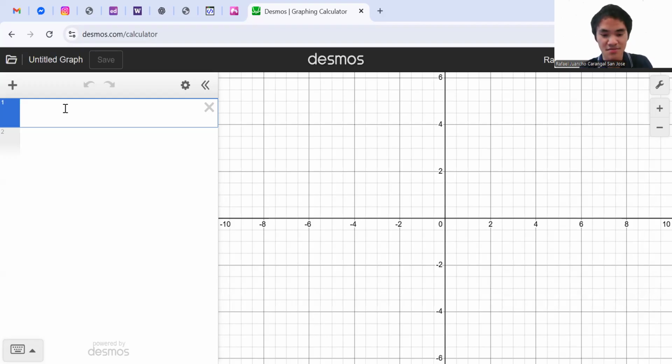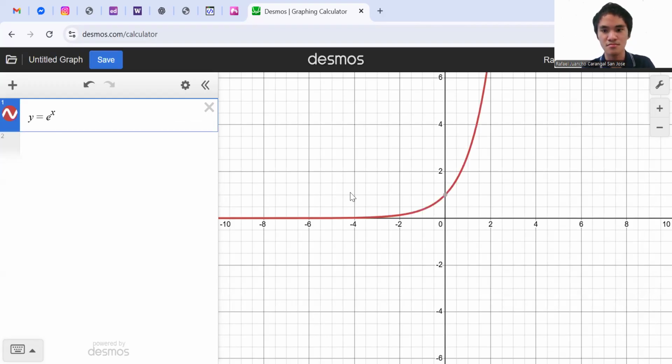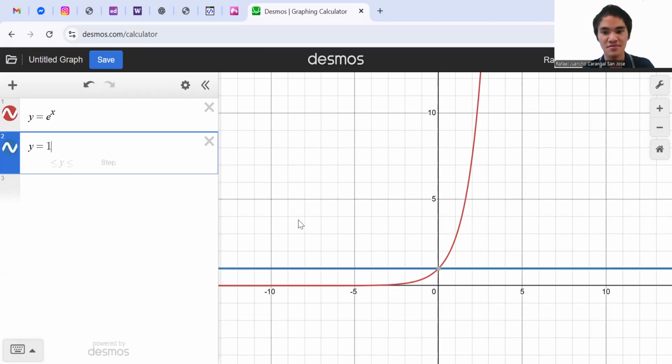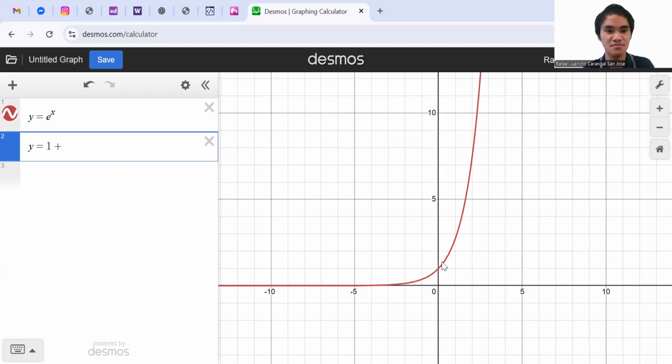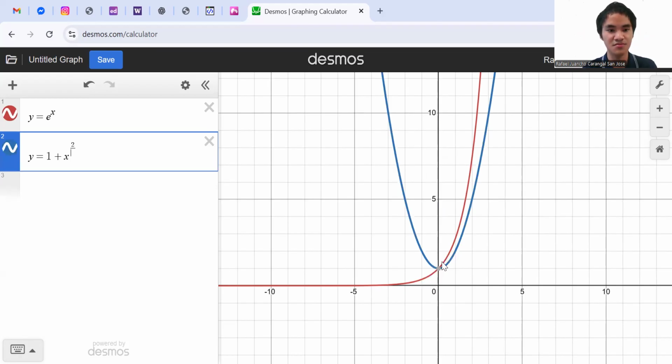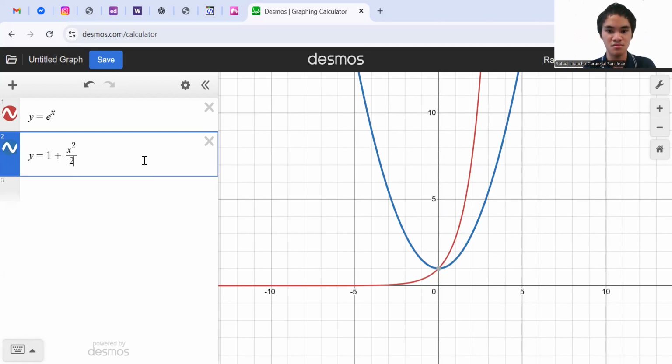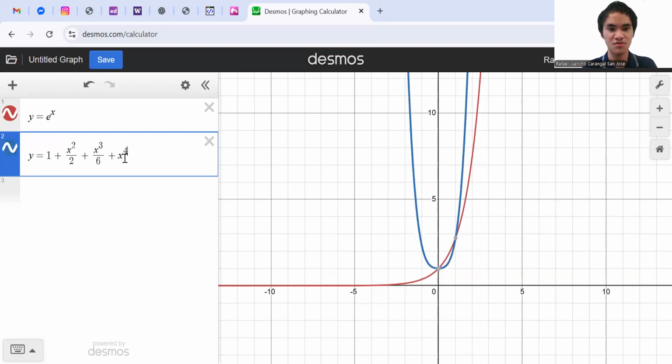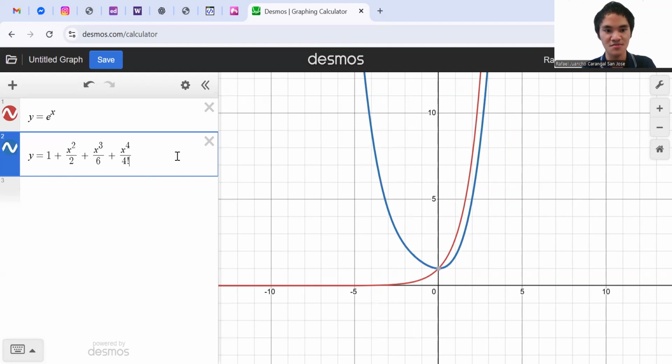That's my e to the x. Now, what does a Taylor polynomial look like? That's y equals, say, 1. Now I add x squared over 2. Okay, x cubed over 6. Okay, getting better. To the fourth, over 4 factorial. Not possible.